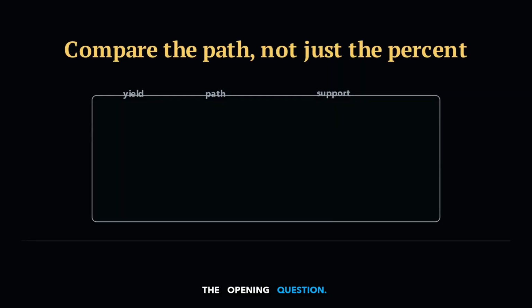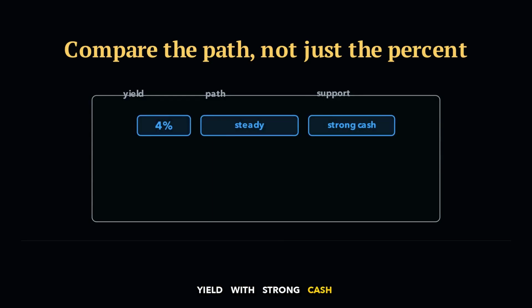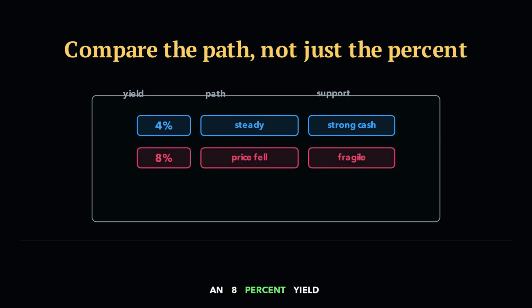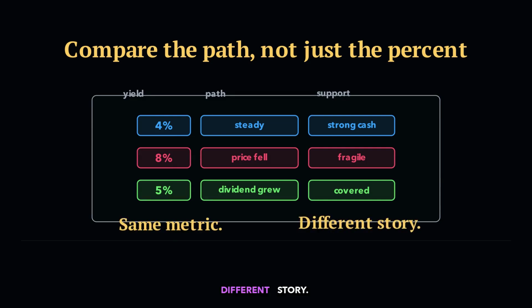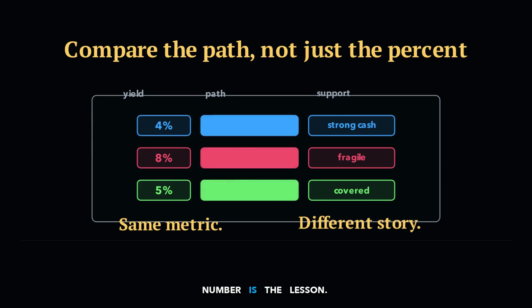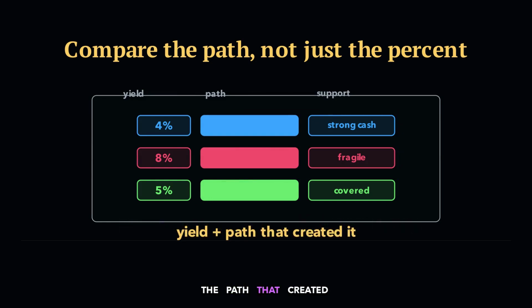Now go back to the opening question. Which yield is better? The answer is not automatically the highest one. A steady 4% yield with strong cash support may be useful. An 8% yield created by a collapsing stock price may be dangerous. A 5% yield created by a growing dividend may be attractive if the business can afford it. Same metric, different story. The number is the starting point. The path behind the number is the lesson. That is the real comparison, not just yield versus yield, but yield plus the path that created it.